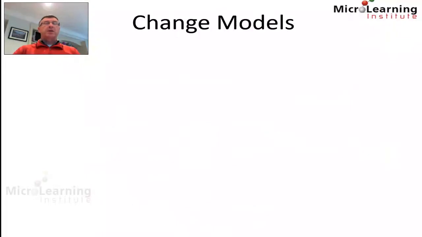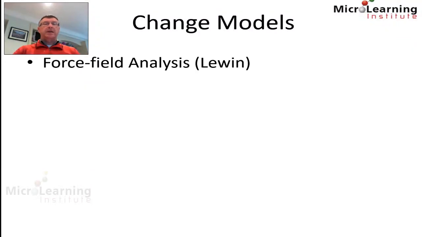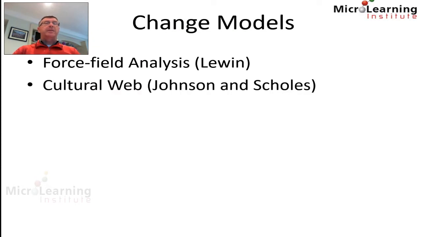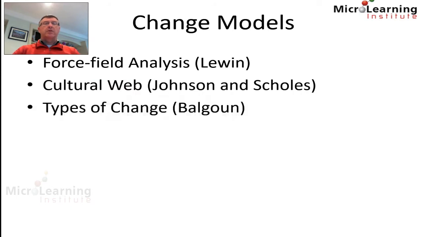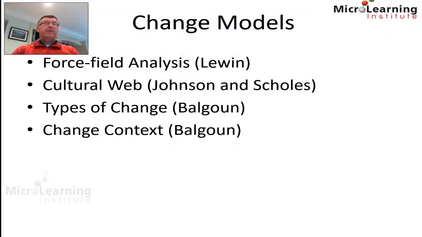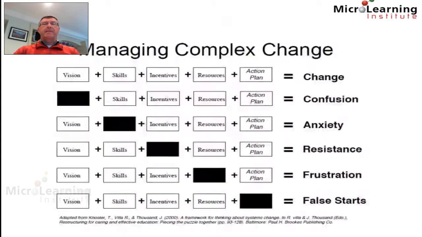There are a number of change models that we're going to look at over the session. One is force field analysis, developed by Lewin. Another model that relates to implementing change is the cultural web, developed by Johnson and Scholes. And again, Balogun and Hope Hailey developed another model called the change kaleidoscope, which gets us thinking about the types of change and the context within which change will be implemented.